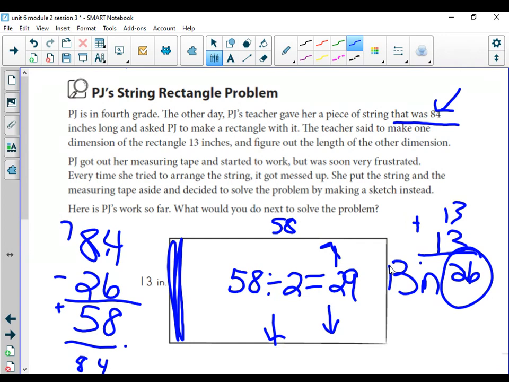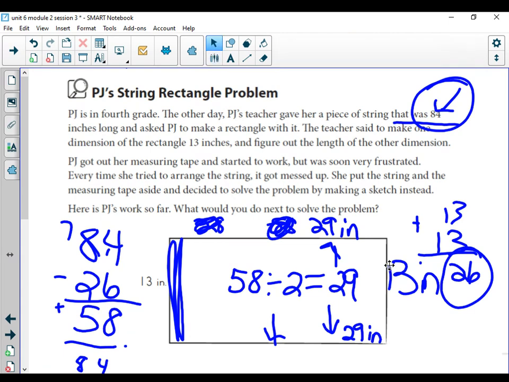29, is that correct? Yes. So you guys, this must be 29 inches, and this must be 29 inches. Now, if I added up all the sides, 29 plus 29 plus 13 plus 13, in the end, we get the magical 84. So we really have to think through this as multi-step.